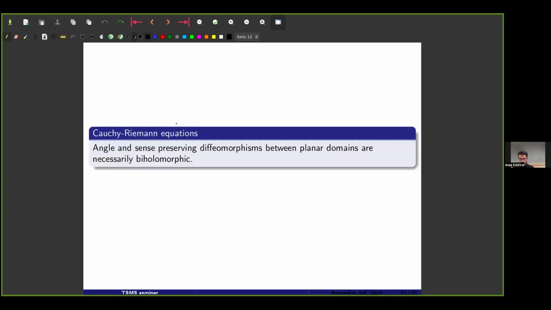And so, as I said, since we will now get the transition map between isothermal coordinates that are angle and sense preserving diffeomorphisms, they will be holomorphic, and we get our complex atlas.